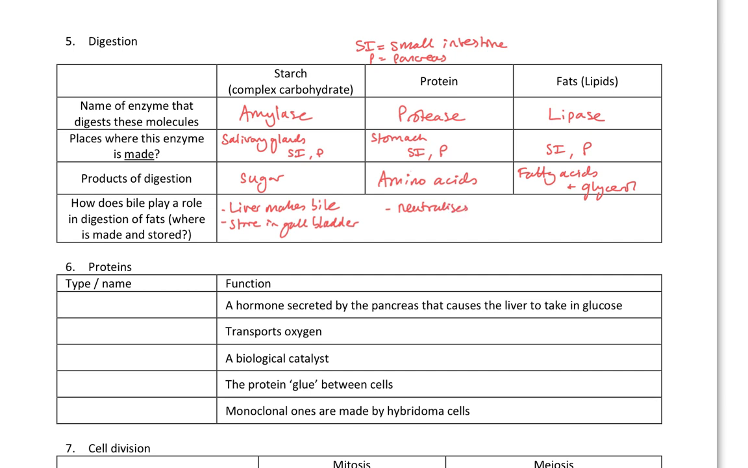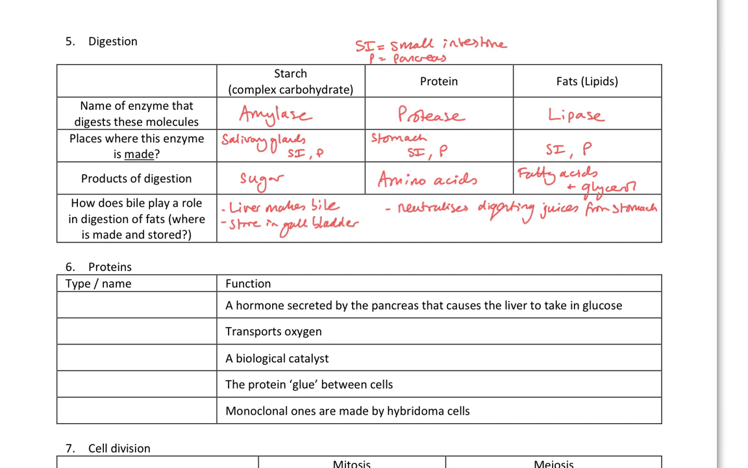How do I write this in a better way? Because it's what comes out of the stomach. It neutralizes. I don't say contents of stomach because it doesn't go into the stomach. It's when it leaves the stomach that it's neutralized. So it neutralizes digesting juices from stomach. Maybe you can think of a better way. Maybe that's a good way of revising.